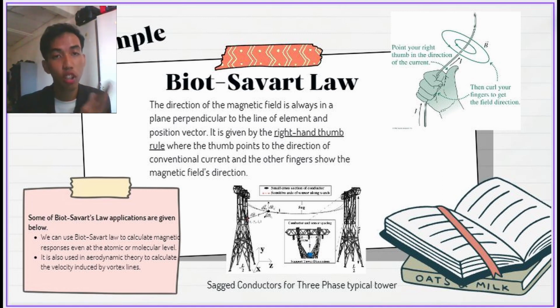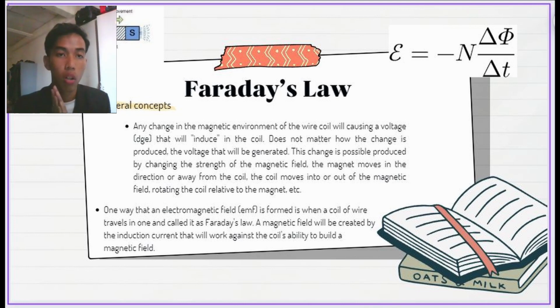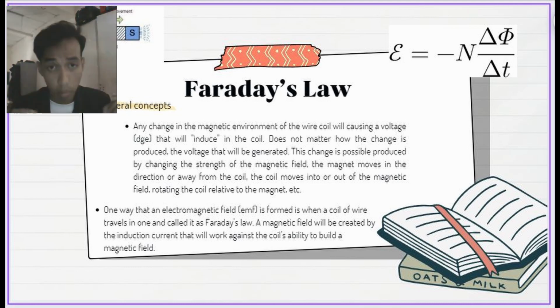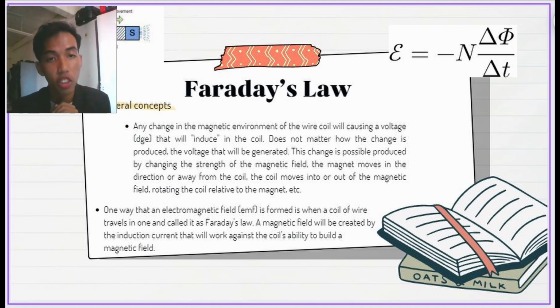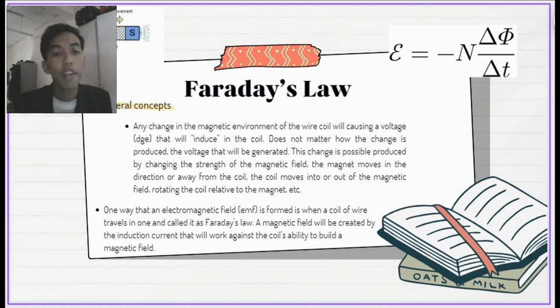So we go to the next law, which is Faraday's law. The general concept for Faraday's law is that any change in the magnetic environment of a wire coil will cause a voltage to be induced in the coil. It does not matter how the change is produced, the voltage will be generated. This change can be produced by changing the strength of the magnetic field, moving the magnet toward or away from the coil, moving the coil into or out of the magnetic field, rotating the coil relative to the magnet, and others.